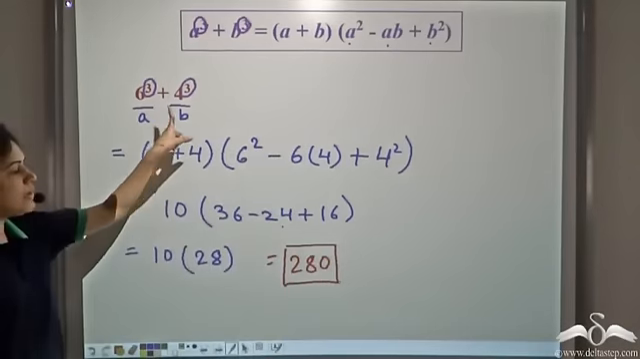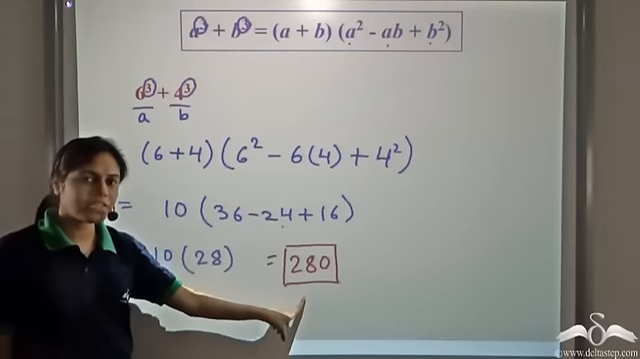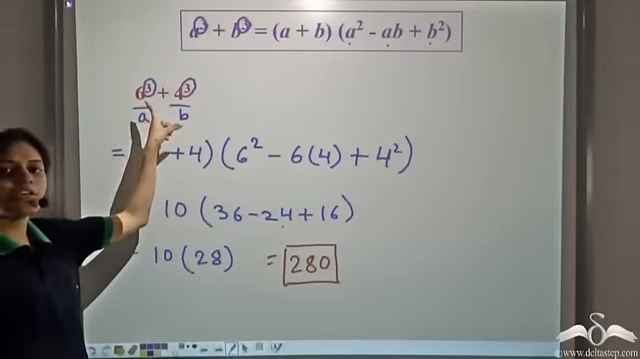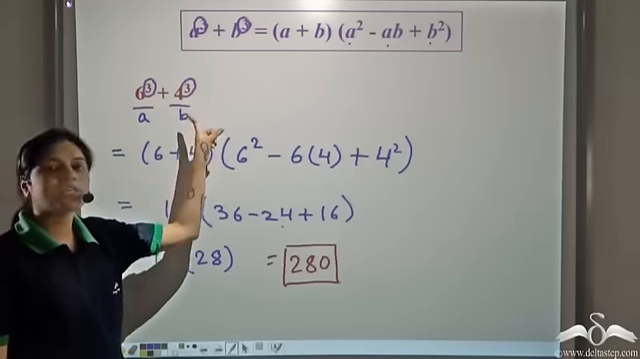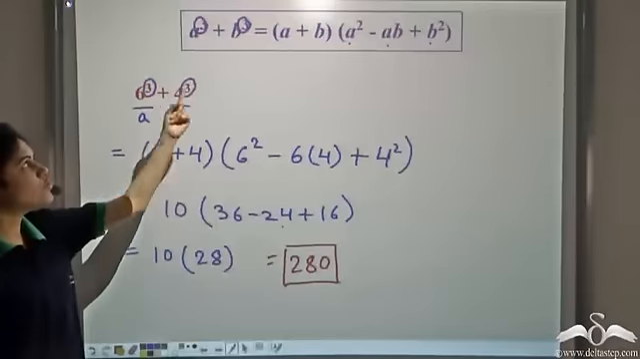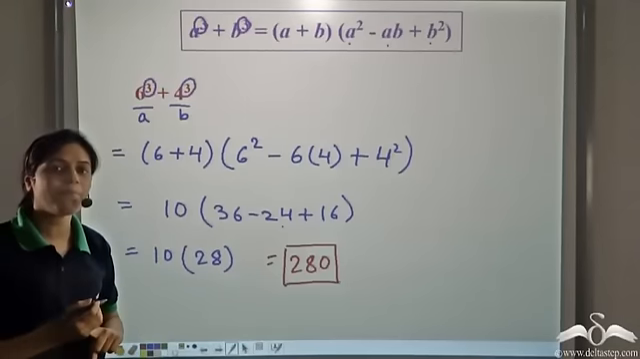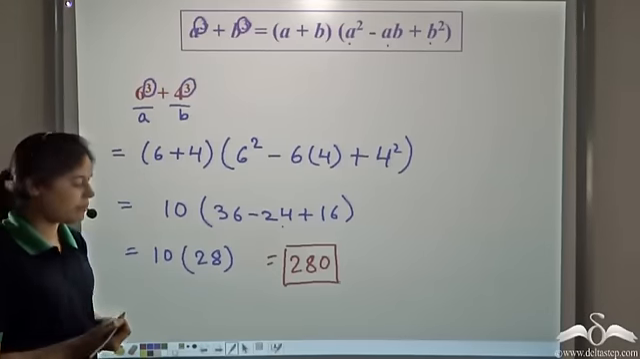So 6 cube plus 4 cube is equal to 280. You can verify this answer by calculating the cube of 6, calculating the cube of 4 and then adding those. So we can use this identity whenever we have to calculate the sum of the cubes of two numbers.